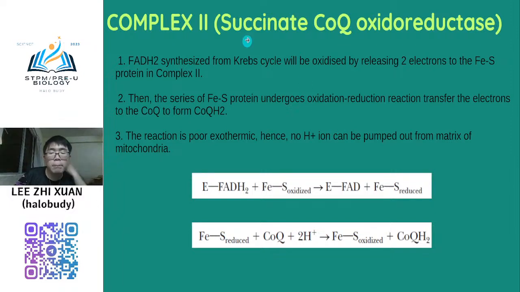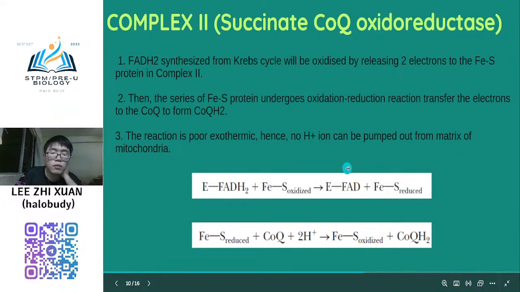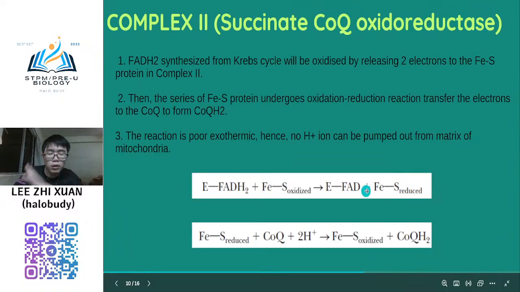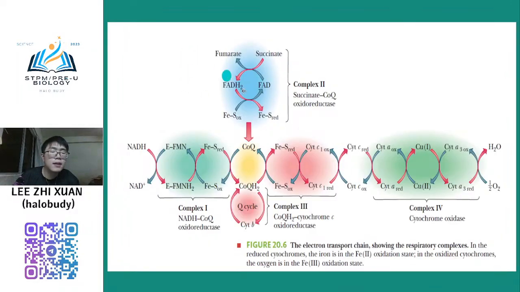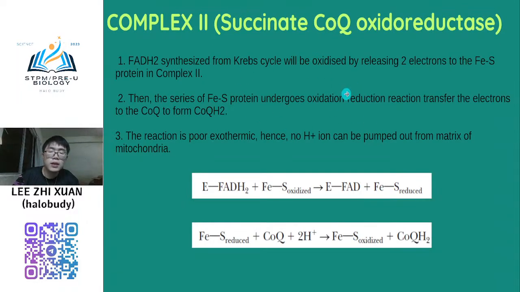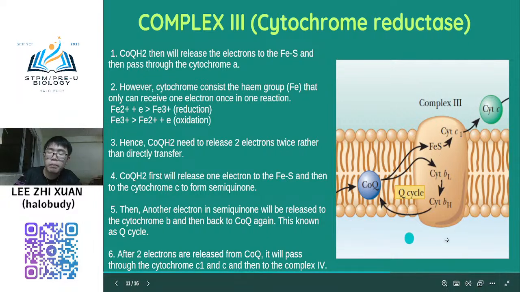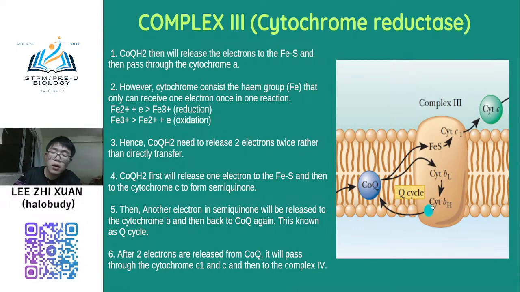And then complex 2 is succinate coenzyme Q oxidoreductase. So this is the full name. This is the reaction that is involved in here. Sama aja, just ini dia keluarkan dekat equation. So sama aja dekat sini. Explanation I also already explained just now. Complex 3 is cytochrome reductase. So this is the full name dia. Normally all these reactions are the same as what we said.